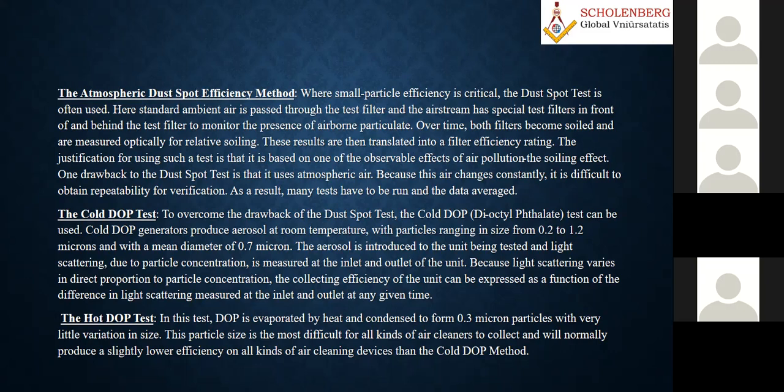Now come to the DOP test. DOP means dioctyl phthalate test actually. The dioctyl phthalate test generators produce aerosol at room temperature. They produce aerosol with particles ranging in size from 0.2 to 1.2 microns, with a mean diameter of 0.7 micron, average actually.